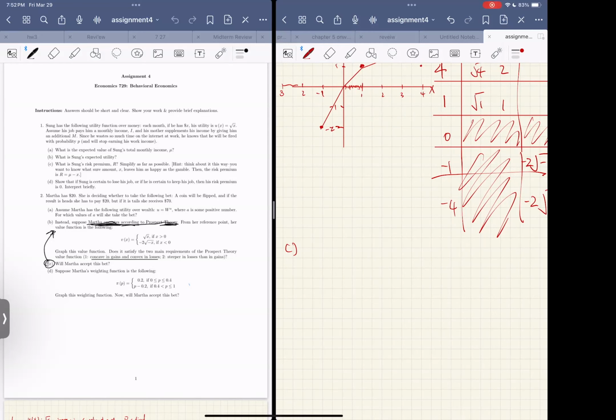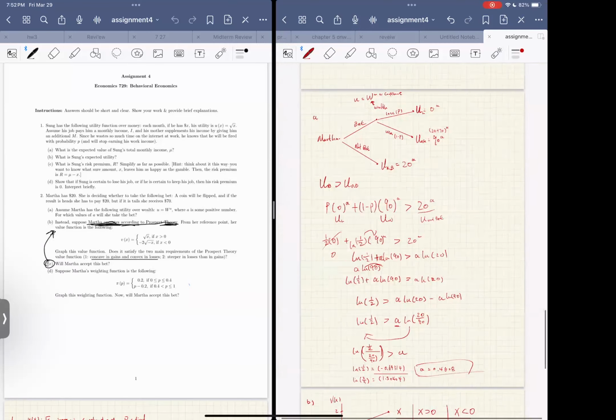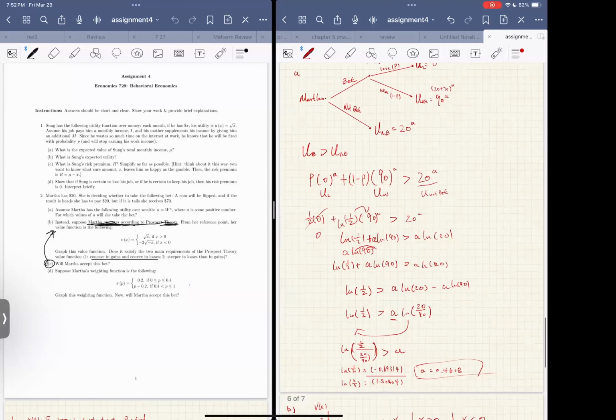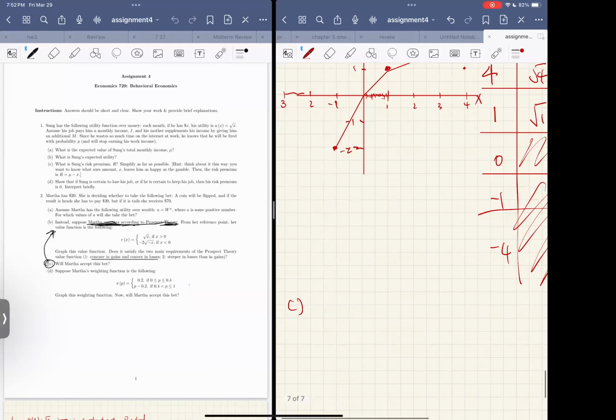Okay, so prospect theory explain, and will Martha accept this bet? How will Martha accept the bet? It's when the value is positive, right? So Martha has a reference point.